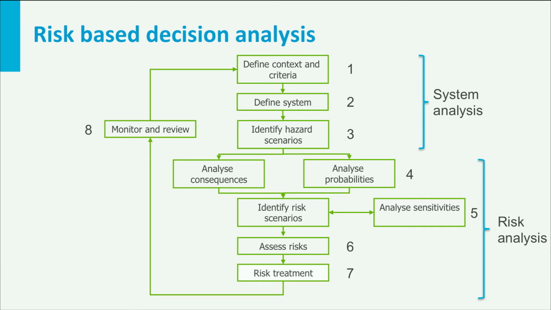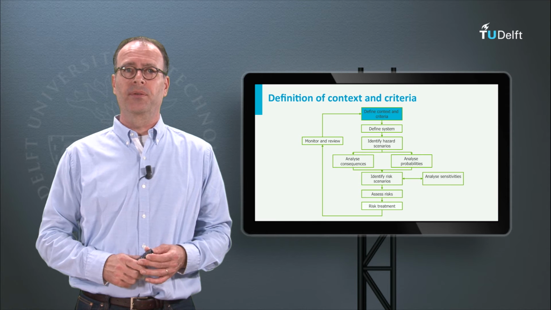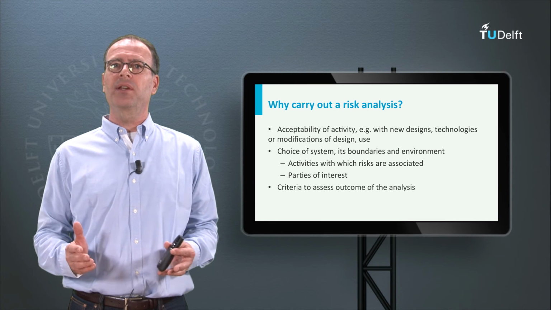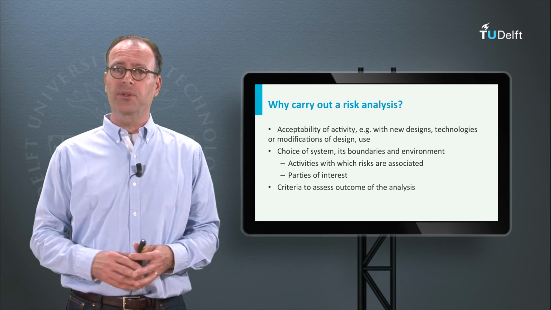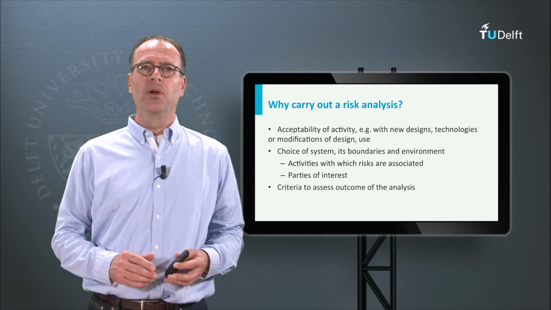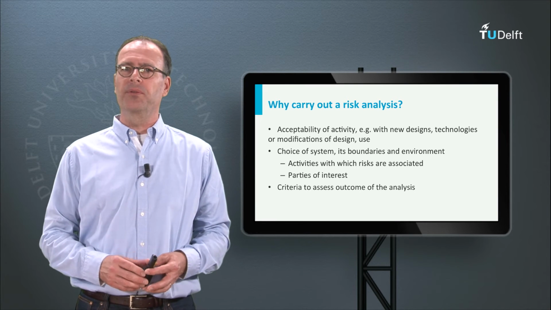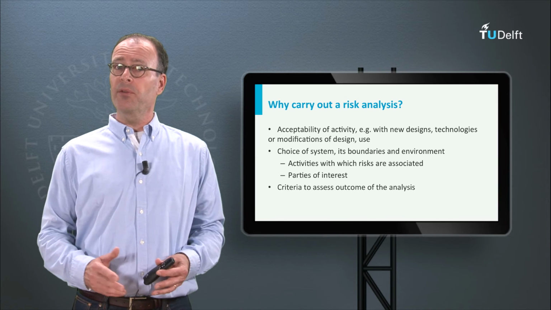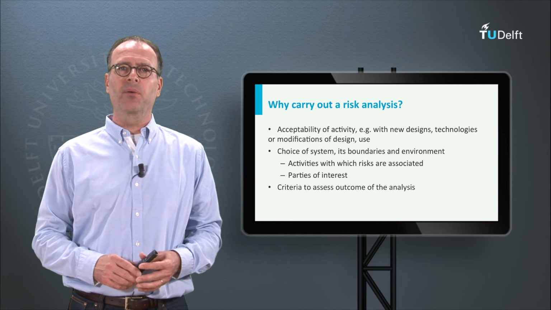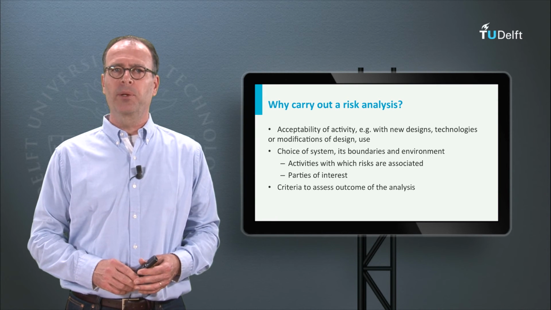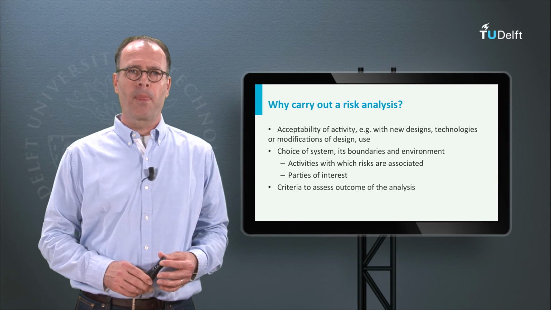Firstly, we define the context and the criteria for our risk analysis. Why do it in the first place? Maybe we're considering a new technology and we want to know whether it is acceptable. Or we have decided on a new technology, but we want to know where the risks are. And we also want to know who we need to involve, perhaps to control the risks, or to convince of the choice for the new technology. Whatever we do, we need to establish the criteria on which we base our decisions. This looks straightforward, but in practice it is quite complicated.